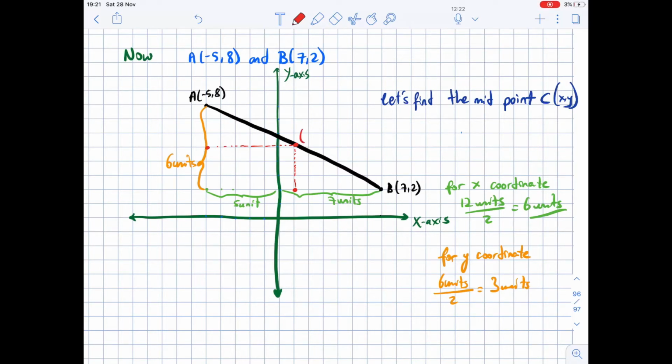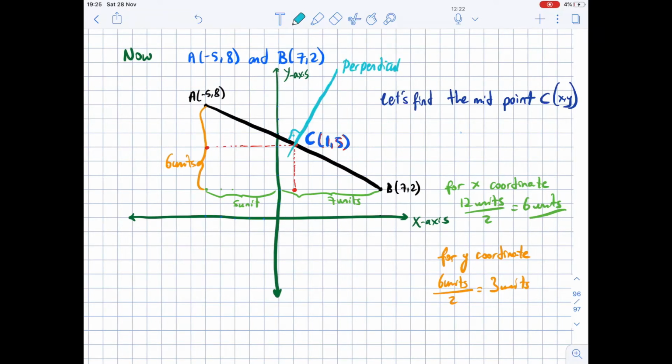Okay, now we found point C, which has x coordinate 1, y coordinate 5. We need to know that the perpendicular bisector will pass through this point C, and point C is in the middle of the line segment AB. And we know that the perpendicular bisector divides the line segment AB into two equal pieces, and there's a right angle in between the perpendicular bisector and the line segment AB.